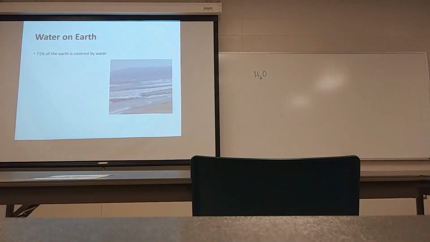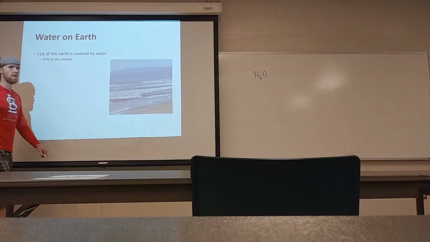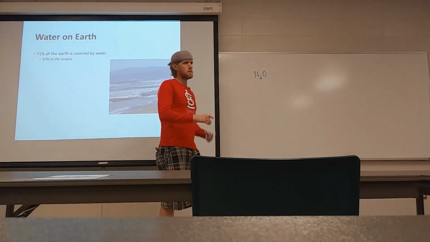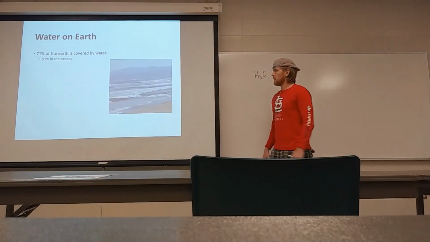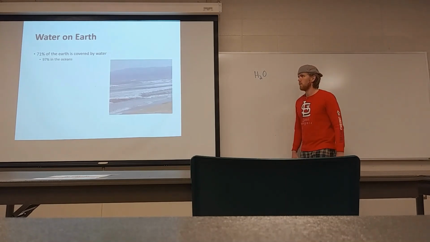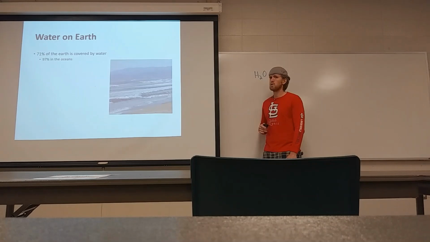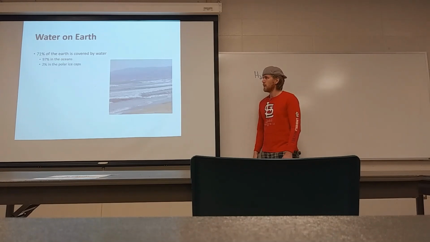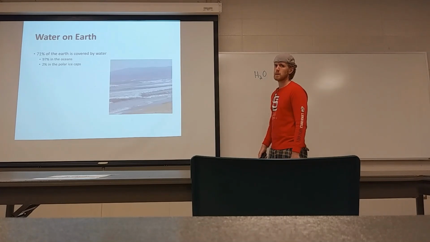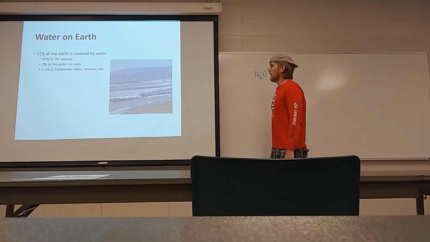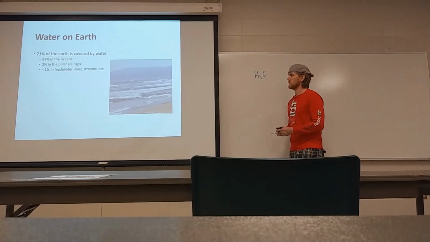In fact, the vast majority of that being in the oceans. By volume, so amount of space occupied, 97% of water on the planet is found in the oceans. So the vast majority of the planet's water is salt water, and it's found in oceans and connected seas. 2% is found frozen in the polar ice caps, getting smaller each year. And less than 1% is found in freshwater lakes and streams and such.